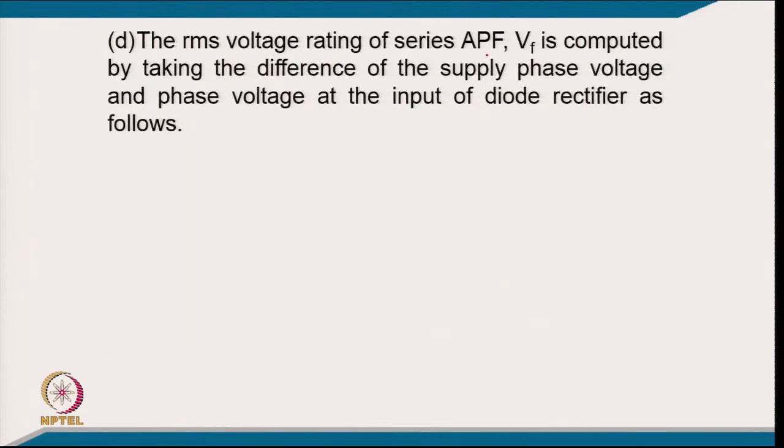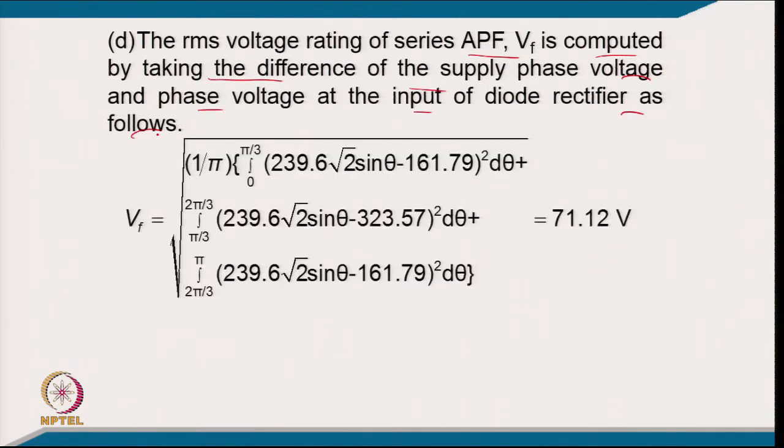And the RMS voltage rating of the series active filter, VF, is computed by taking the difference of the supply phase voltage and the phase voltage at the input of the diode rectifier. Taking 3 segments, because it is symmetric about the half cycle, we can take only the half cycle. So, it comes to 2 by 2 pi, that is 1 upon pi.